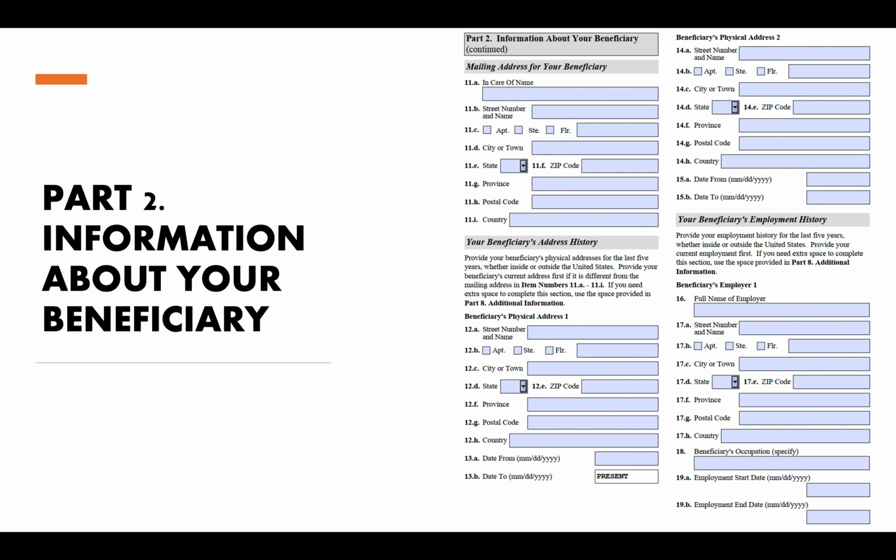Still part of Part 2 would be the mailing address of your beneficiary. Provide your beneficiary's current mailing address, and provide the mailing address in the United States if he or she has one.